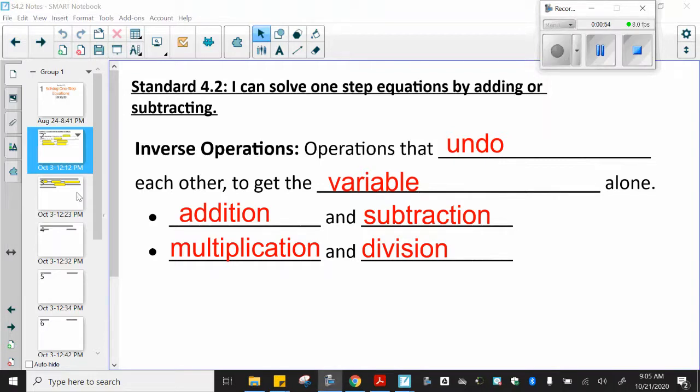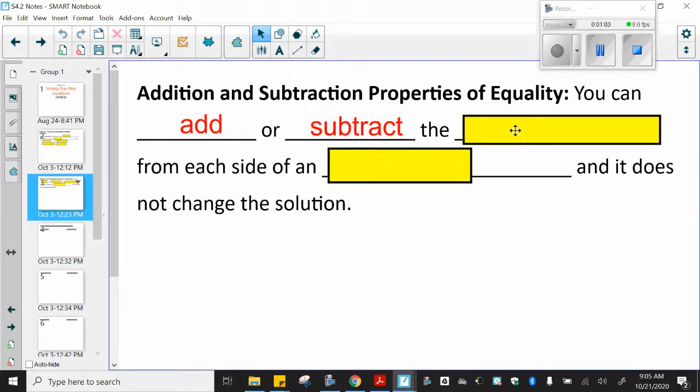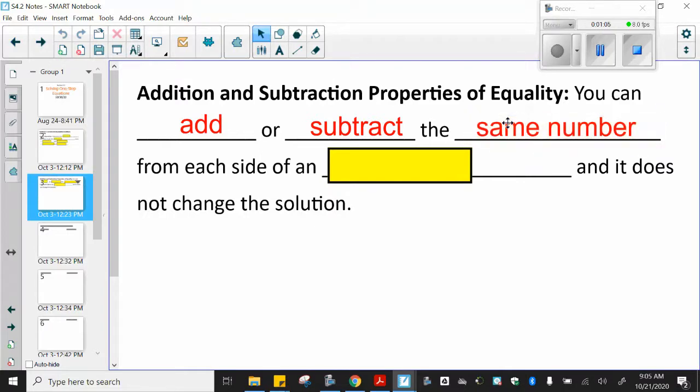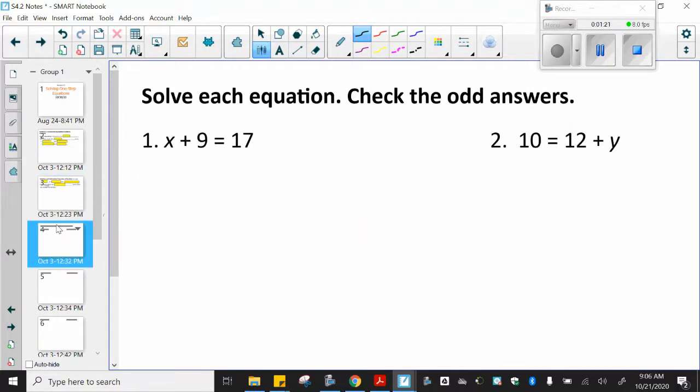All right. So, addition and subtraction properties of equality. You can add or subtract the same number from each side of an equation, and it does not change the solution. When we say each side, we mean at the same time. Like if we subtract 2, we're going to take it off of both sides. So let's actually see what this looks like.